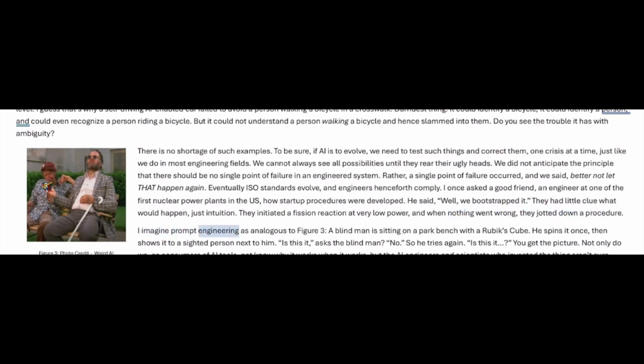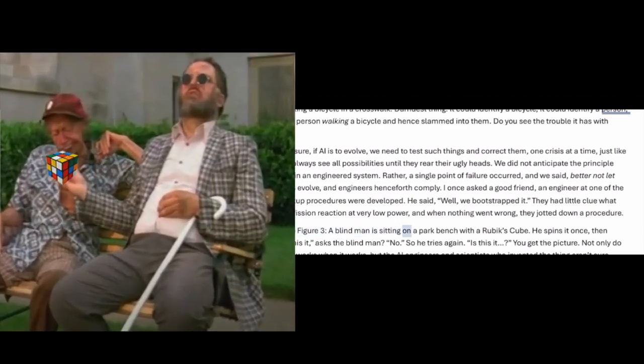I imagine prompt engineering as analogous to figure 3. A blind man is sitting on a park bench with a Rubik's Cube. He spins it once, then shows it to a sighted person next to him. "Is this it?" asks the blind man. "No." So he tries again. "Is this it?" You get the picture.